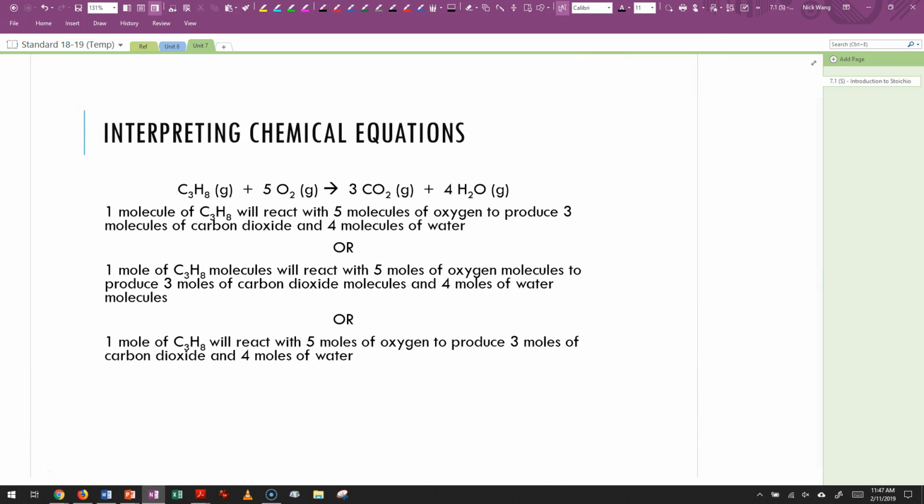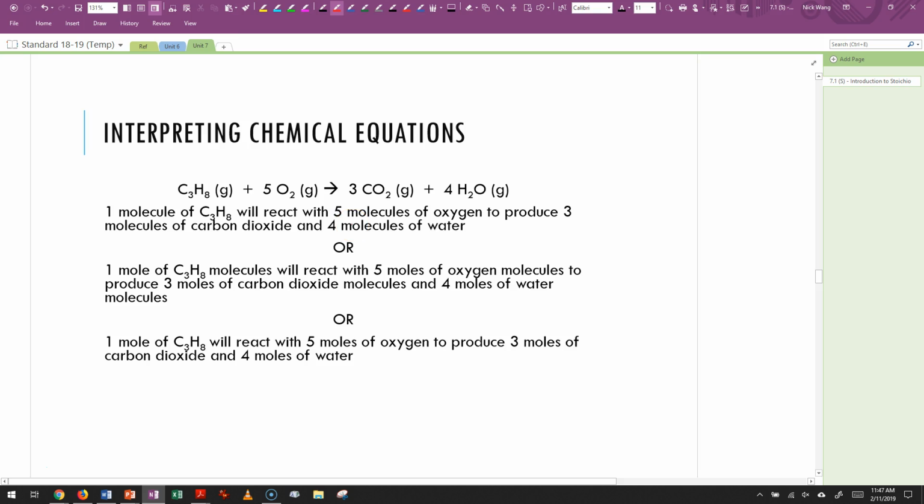Here's one more way that we can interpret chemical equations, and this is some language that I want you to get used to because this gets a little messy at first, but once you get the hang of it and identify what's important, it's not so bad. All right, first of all, 1 molecule of C3H8 is going to react with 5 molecules of oxygen to produce 3 molecules of carbon dioxide and 4 molecules of water.